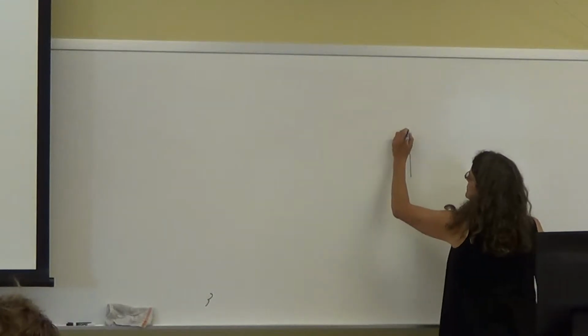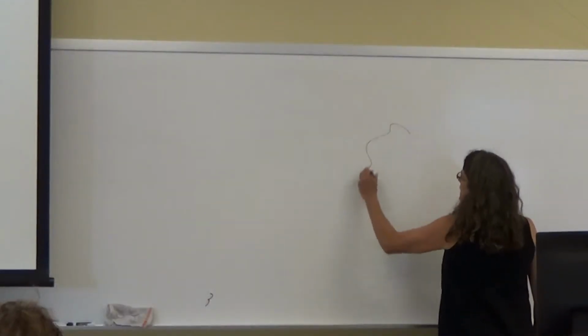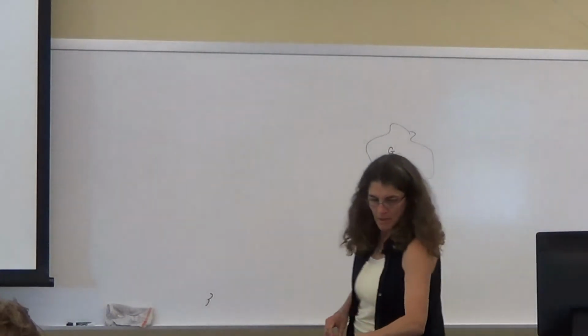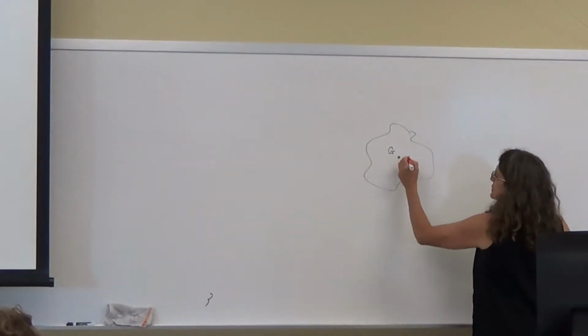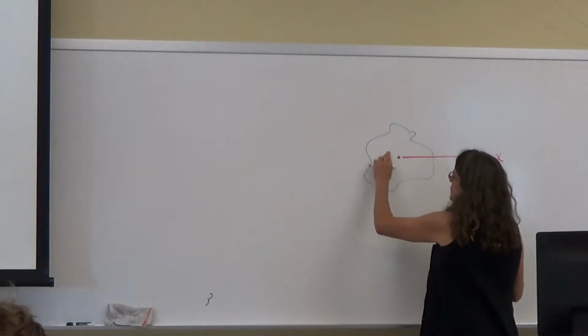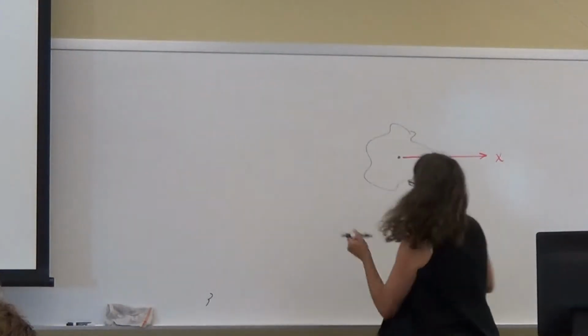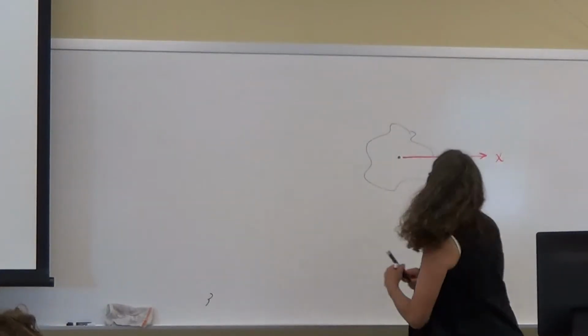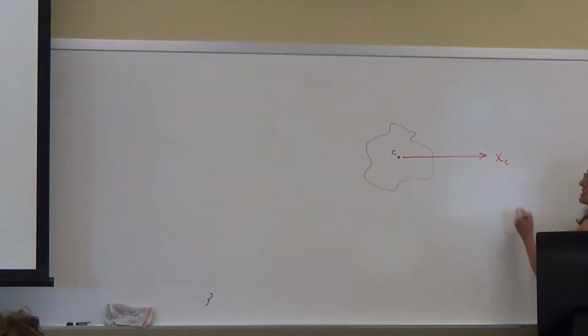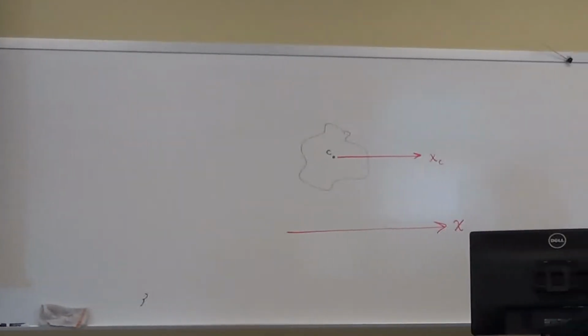Okay, there are two scenarios. I have some body, and this is where its center is. This is the x-axis. And let's call this, instead of G, let's call that C for the center. And we call this x sub c because it goes through the center. And then this is x prime. No, let's call it x.